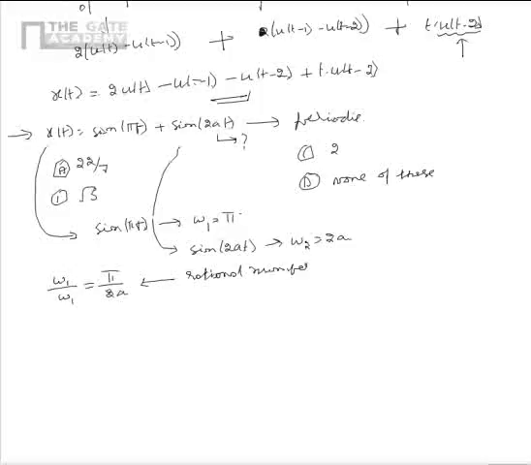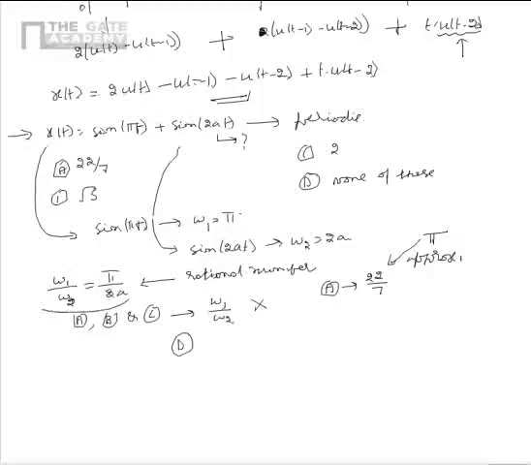From the given options, we see that the options A, B, and C don't give a value of a for which omega 1 by omega 2 is a rational number. So the correct option is D. Please note that the option A, which is 22 by 7, wouldn't also lead to omega 1 by omega 2 being a rational number. This is because 22 by 7 is not an exact value of pi, but an approximation of pi, due to which omega 1 by omega 2 wouldn't be rational for option A also. Hence, the correct option is D.